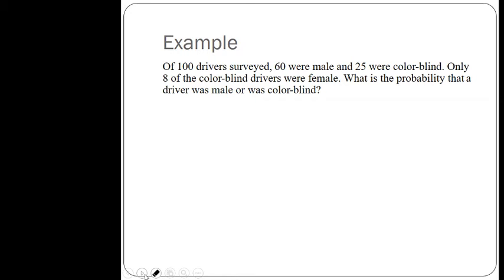All right, let's go to the next example. Of 100 divers surveyed, 60 were male and 25 were colorblind. Only 8 of the colorblind divers were female. What is the probability that a diver was male or was colorblind? All right, so we can see that these are in fact inclusive events because I can pick a diver that is male and colorblind at the same time. So that's what we mean by in one trial, right? In one pick. And in this case, both of those things can happen.